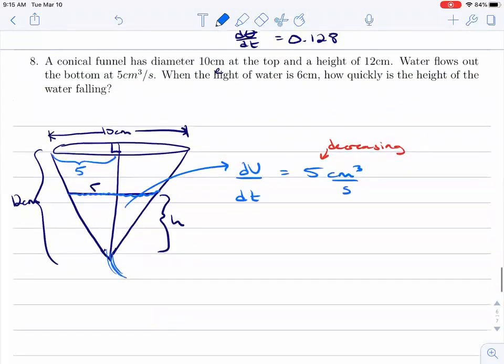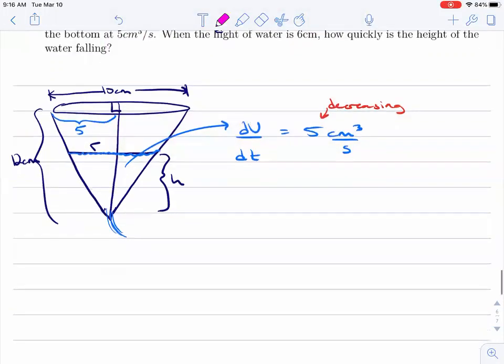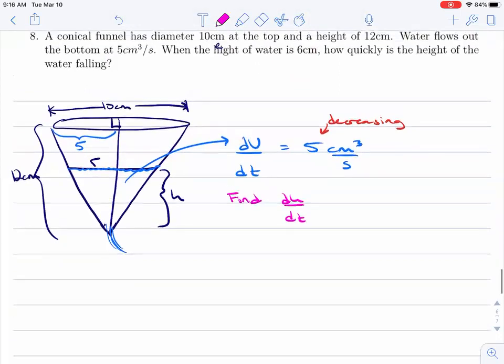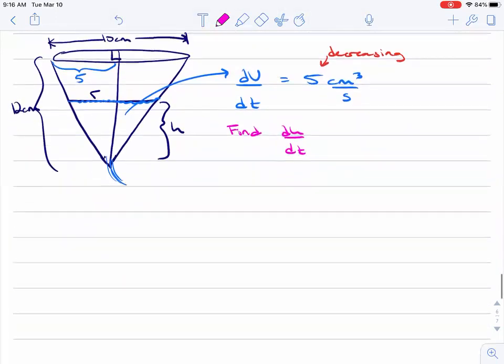And so what we want to know is, when the height of water is 6 centimeters, how quickly is the height of the water falling? So we want to find dh/dt, the rate that the height is decreasing with respect to time, when h is 6.